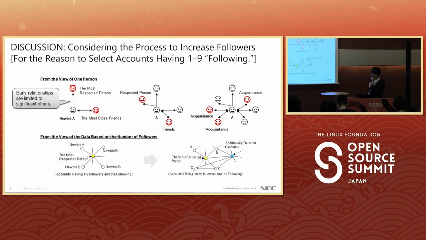Considering why this condition is good, firstly, accounts with few followers are considered beginners. Beginners are likely to follow important people in the community. Based on these results and discussion, this condition that reduces the amount of data to compute is regarded as useful. Data science can utilize collective intelligence from a lot of people.